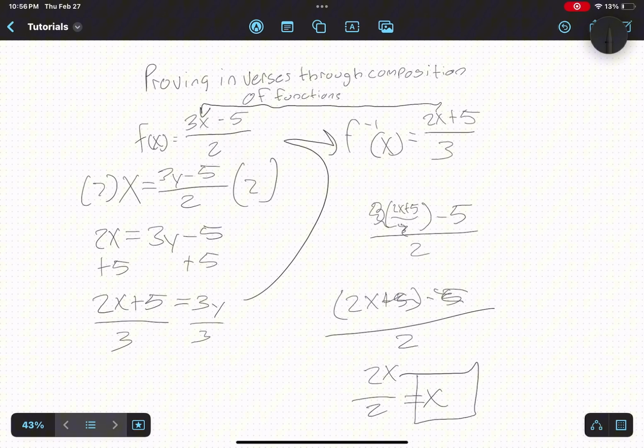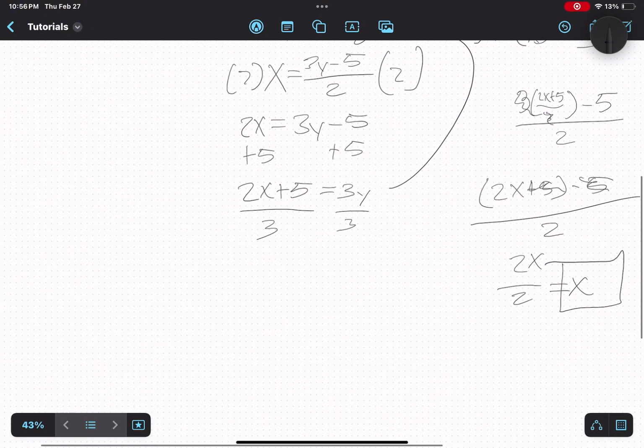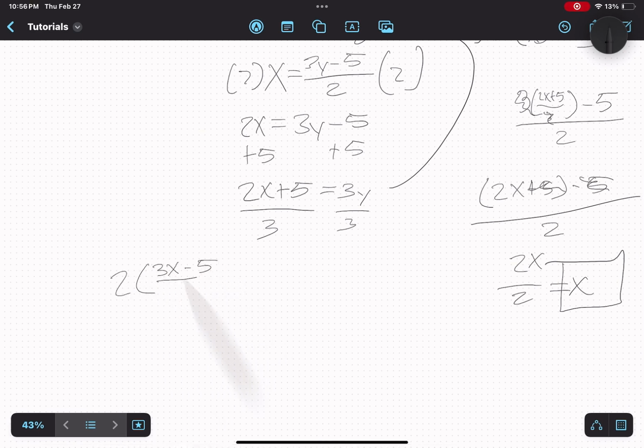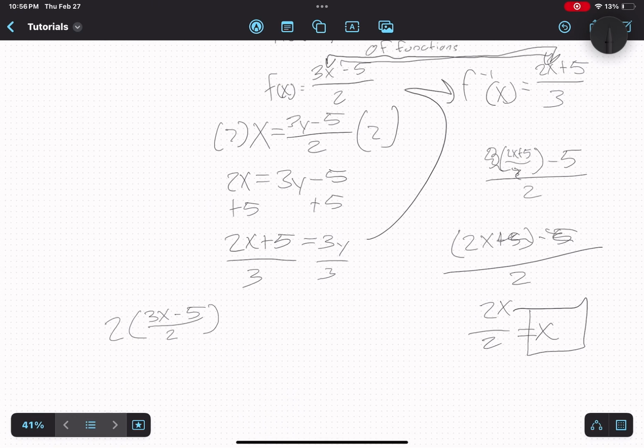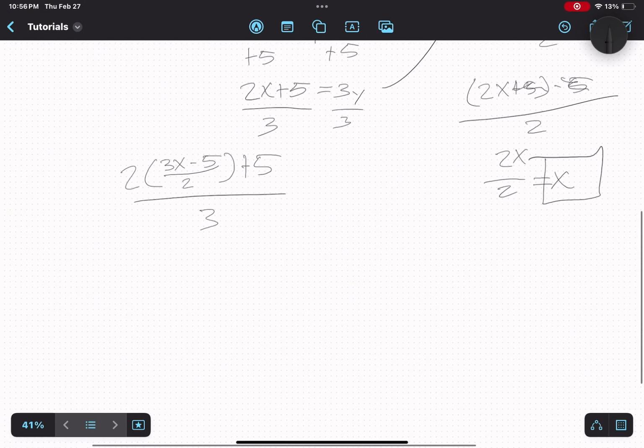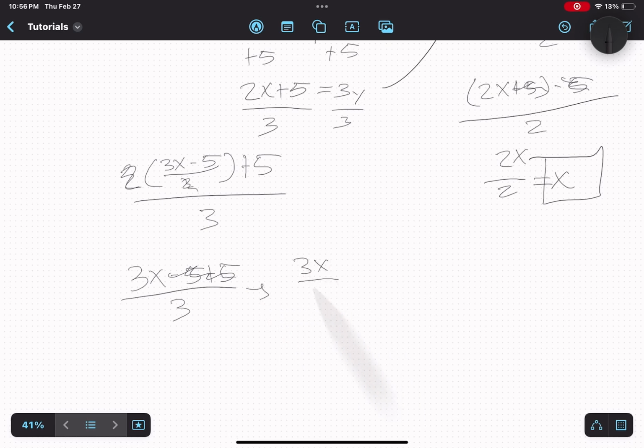Now, let's do it the other way. Let's put our equation into our inverse so we can prove it again. So it'll be 2 times (3x minus 5) over 2, plus 5, over 3. Our 2s cancel out. So now we have (3x minus 5 plus 5) over 3. Our 5s cancel out because negative 5 plus 5 equals 0. So now we have 3x over 3. 3 divided by 3 is 1, so we're left with x.